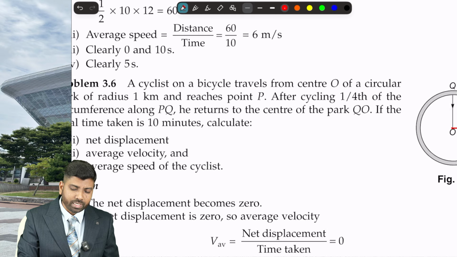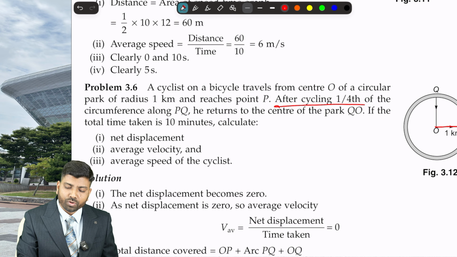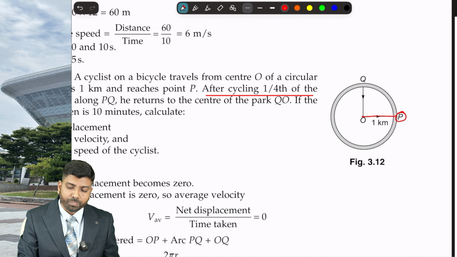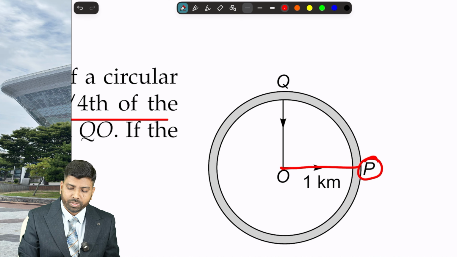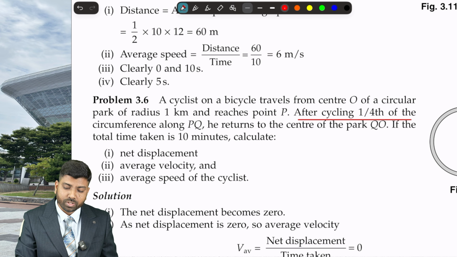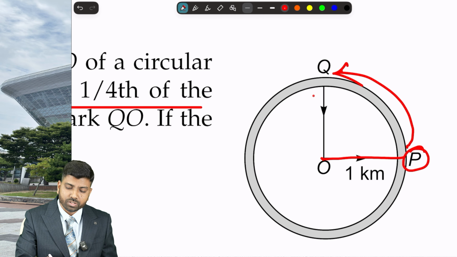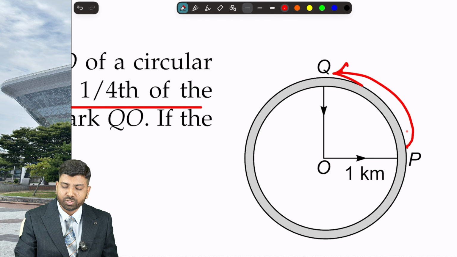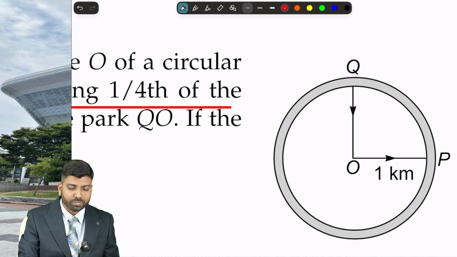Next, after cycling 1/4 of the circumference of the circle along PQ, starting from P and going to Q, he returns to the center once again. The arrow mark is also given, so it is very clearly mentioned, all the directions, everything, very neatly.